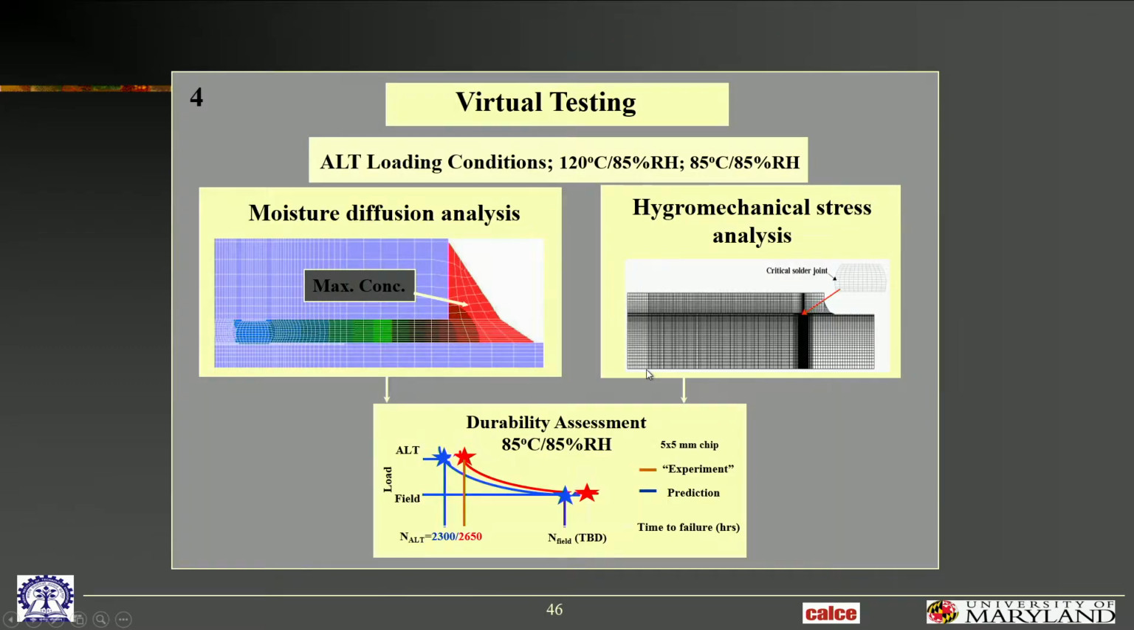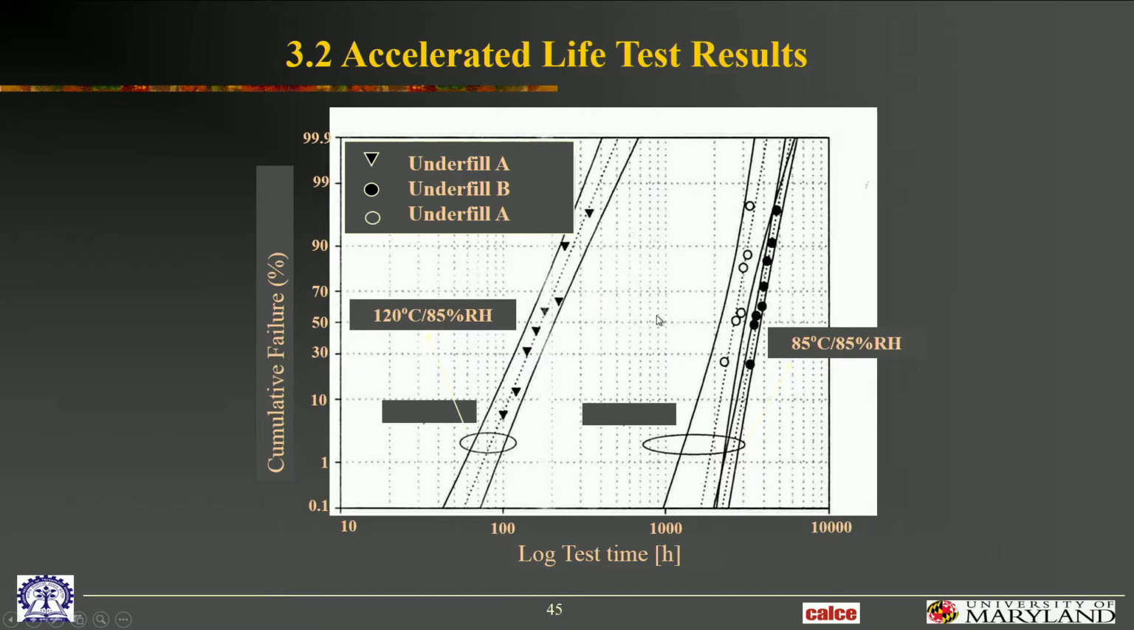Then we started to do the modeling to try to understand what the acceleration factors for these are going to be. Because again, what the sponsor finally wants to know is, here's the test data I have. Tell me if this is good enough for my field condition of 35-85. That's what they want to know. So we want to know the acceleration factor. That means 1 hour in this test represents how many hours in the field. That's what we want to know.